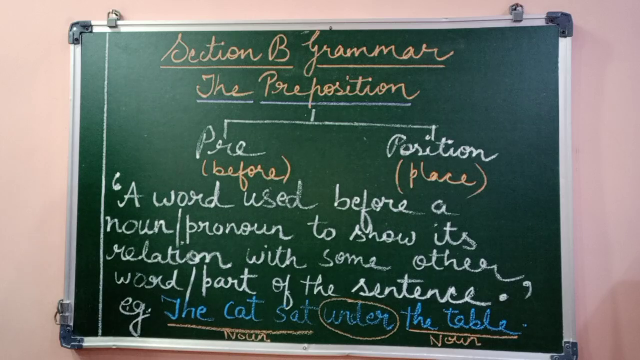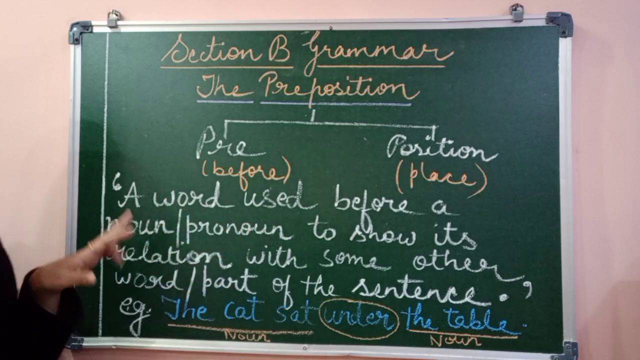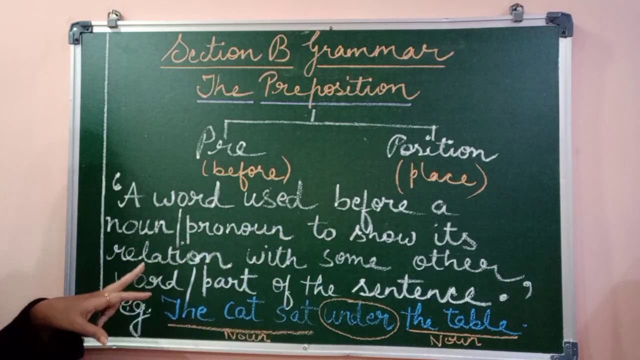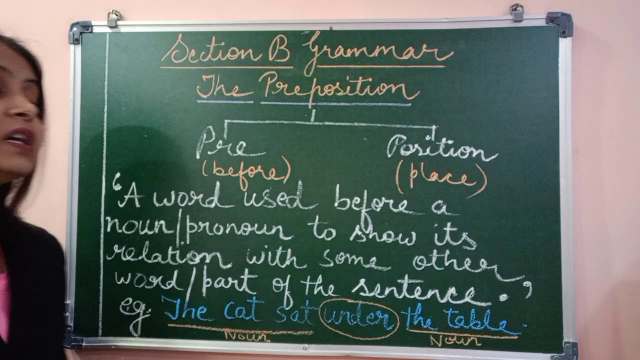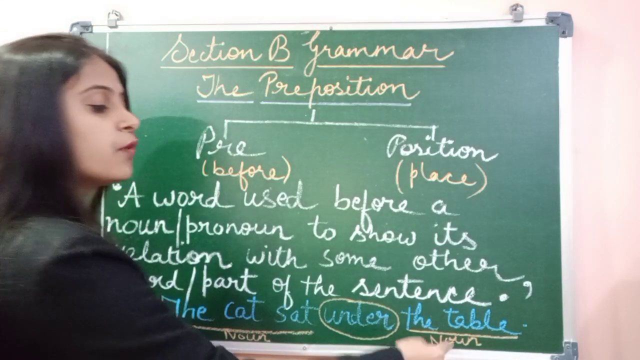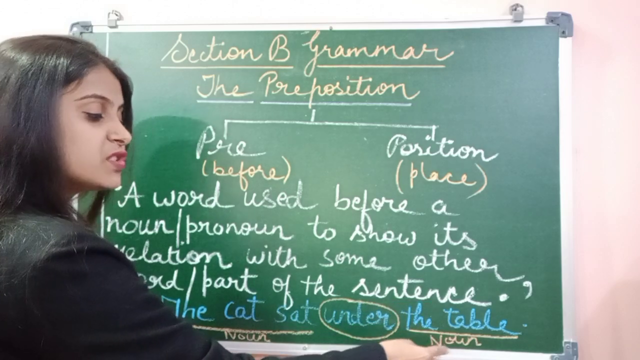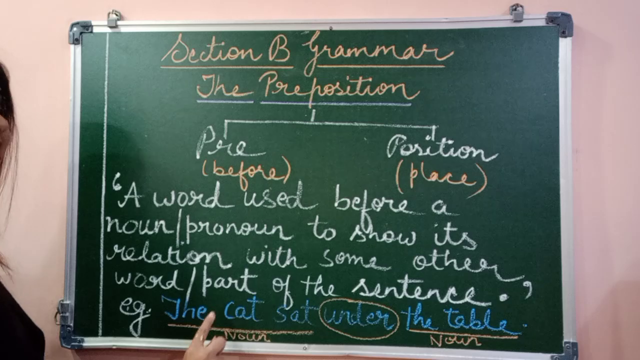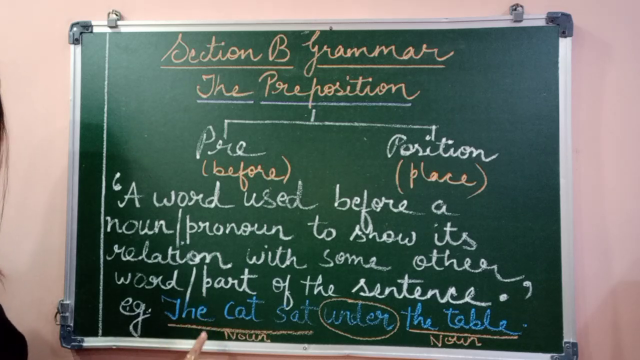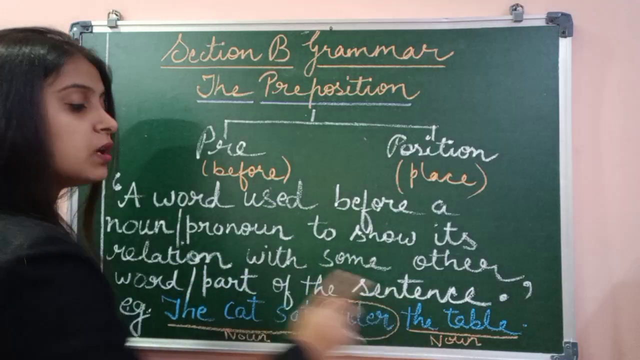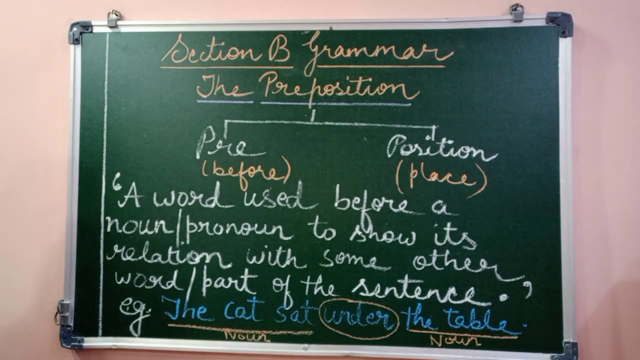So I repeat again for you all that preposition is a word that is used before a noun or a pronoun to show its relation with some other word or part of the sentence. Now you see this preposition under. It is used before the word table, which is a noun. Okay, and it is showing the position of the cat and the relation of the cat with the table. I hope children this much is clear to you.